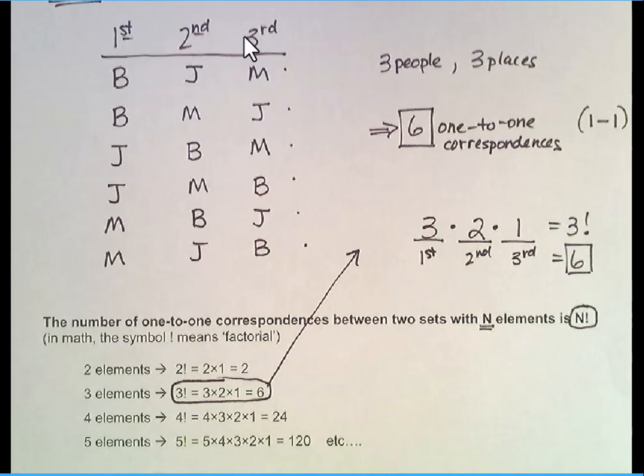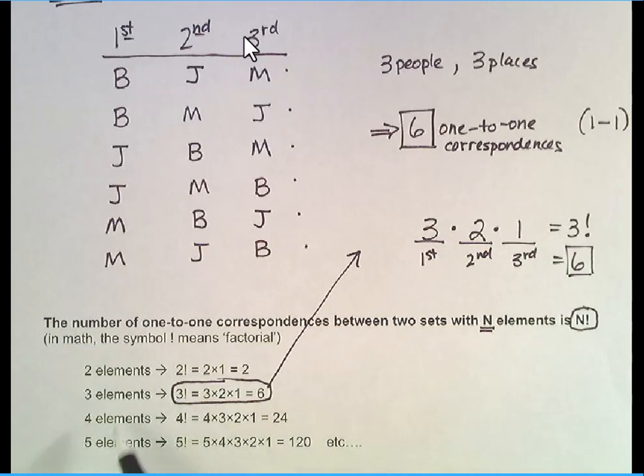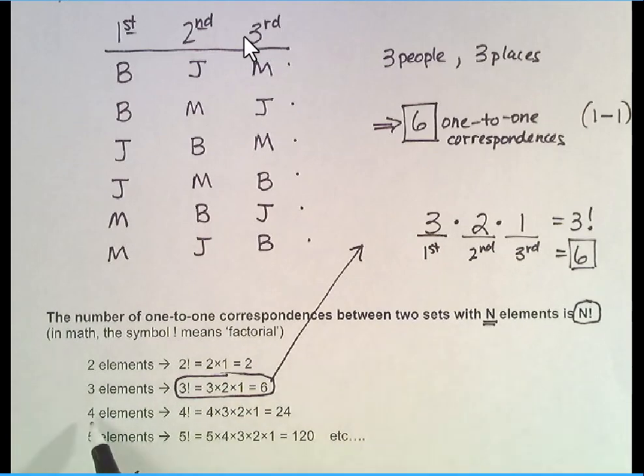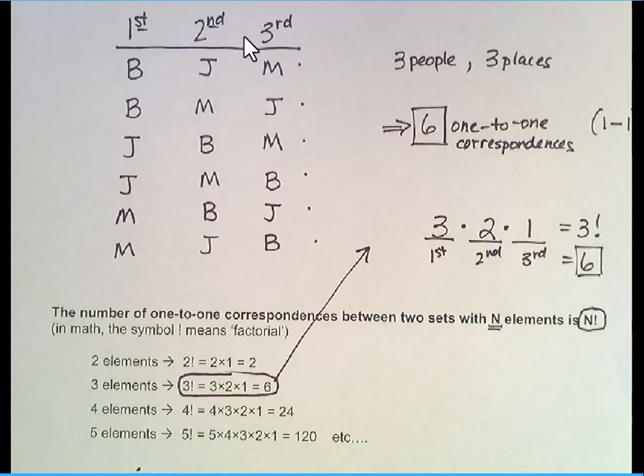So if you get a question in the homework that asks you how many one-to-one correspondences are there, if there's 4 elements, it's just 4 factorial. It'd be 24. Or if there was 10 elements, it would be 10 factorial, and you could just do that on a calculator, right? It's going to be a really large number. But this is the shortcut way that you find out the number of one-to-one correspondences.